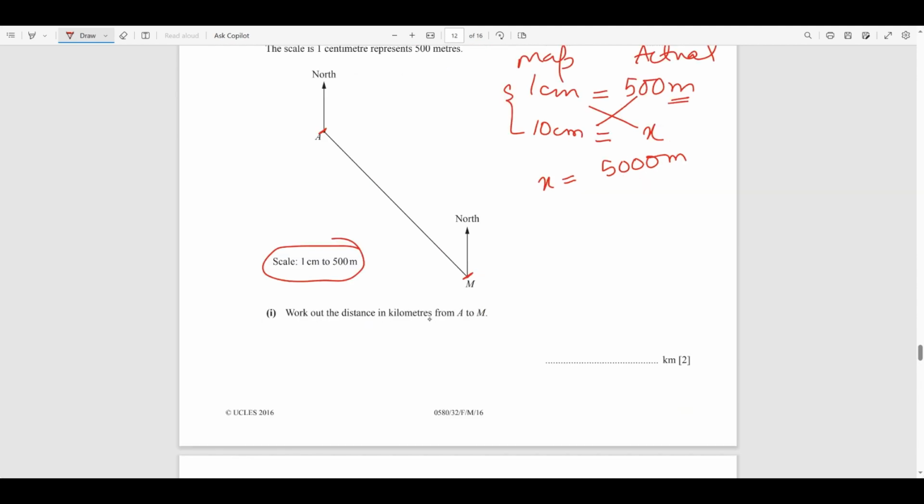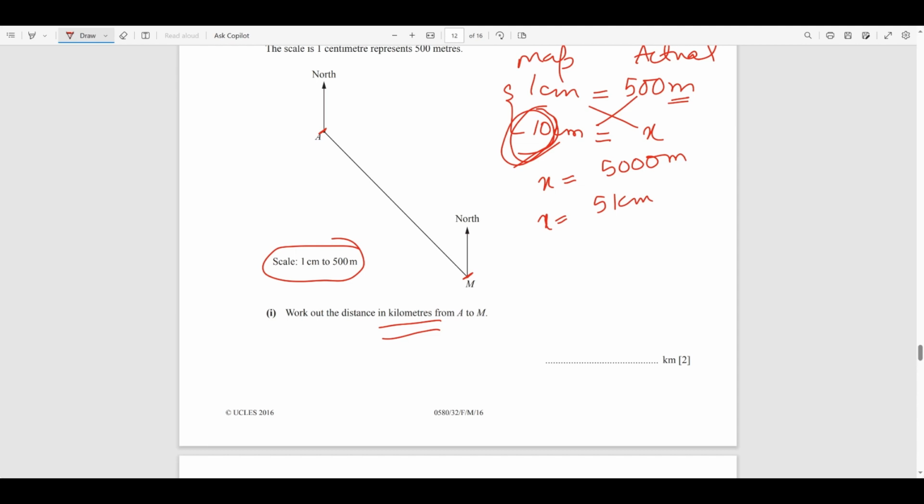Because if we have to write it down in kilometers, so I'm just assuming it to be 10, right? It cannot be actually 10, but I'm just giving you an example. So in kilometers, we know that there are 1,000 meters in 1 kilometer. So my answer is 5 kilometers.